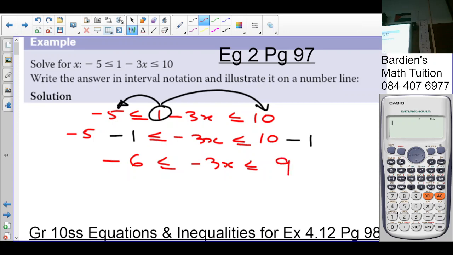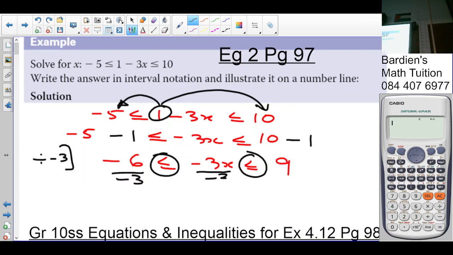So what do you think I'm going to do now? Well, divide both sides by negative 3. When I divide by a negative, what's going to happen? Swap it around. So you divide throughout by negative 3. What is negative 6 divided by negative 3? Positive 2. The inequality changes. And 9 divided by negative 3 is negative 3.